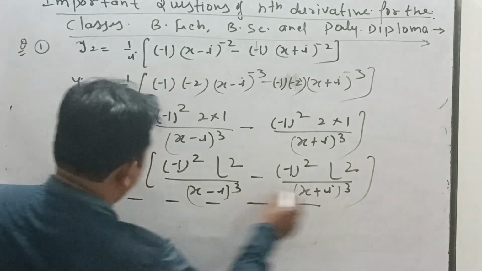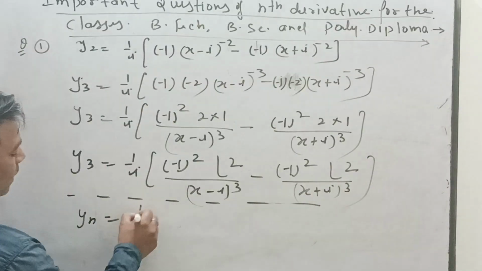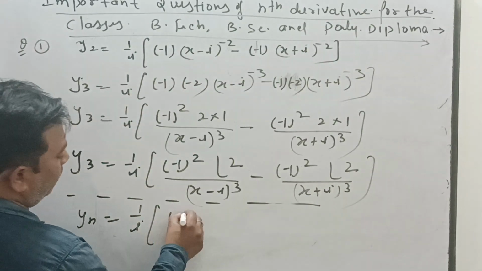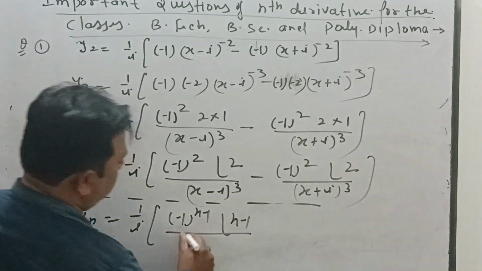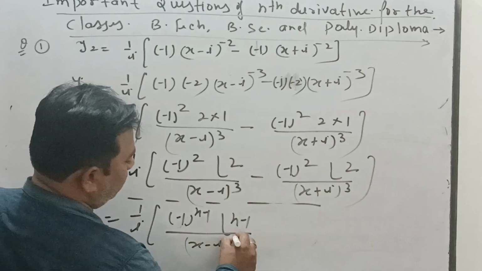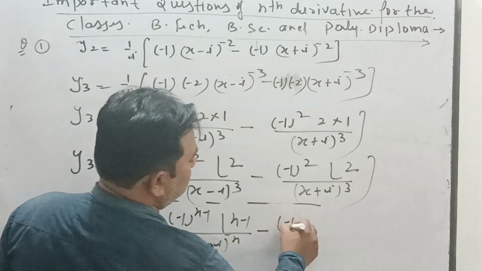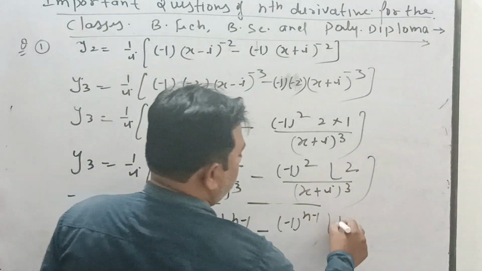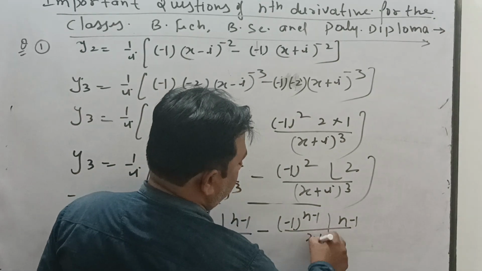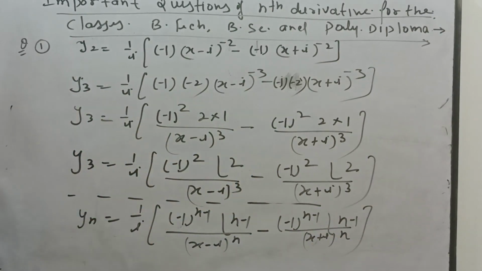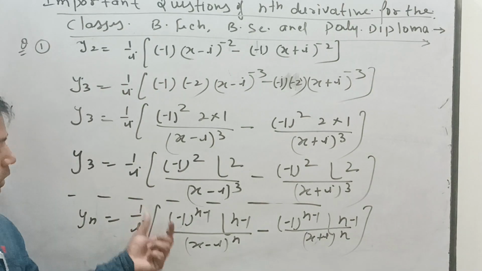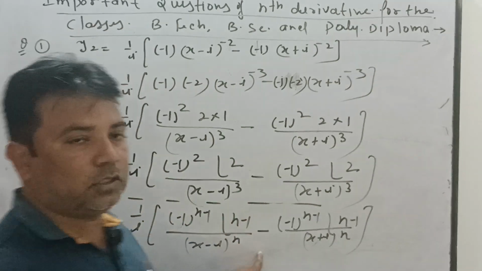We write the nth derivative of this, yn equals 1 upon i, minus 1 to the power n minus 1, factorial n minus 1, divided by (x minus i) to the power n. Similar process: minus 1 to the power n minus 1, factorial n minus 1, divided by (x plus i) to the power of n. This is the nth derivative of this function. We do not stop this question at these steps.